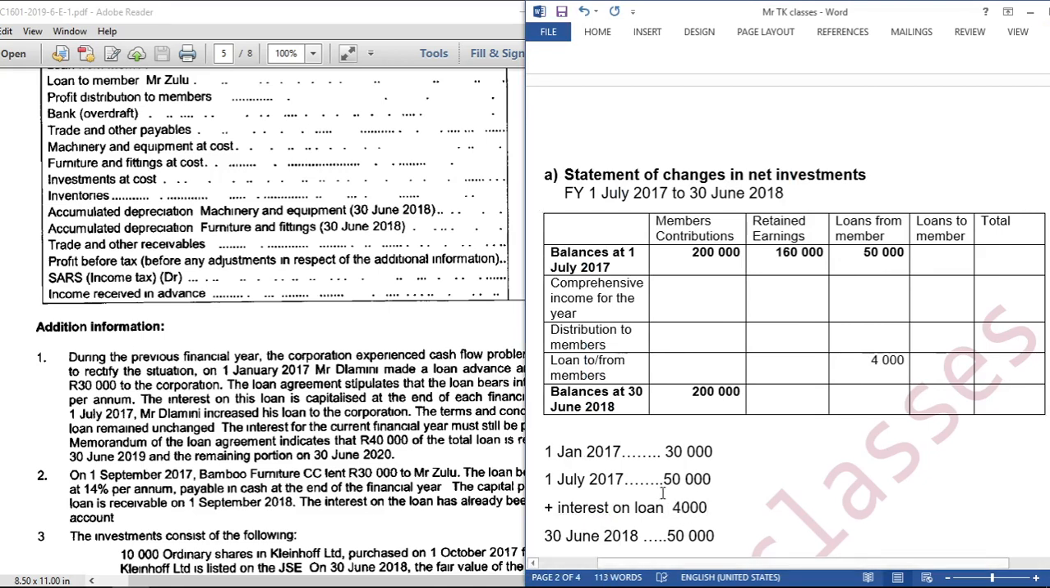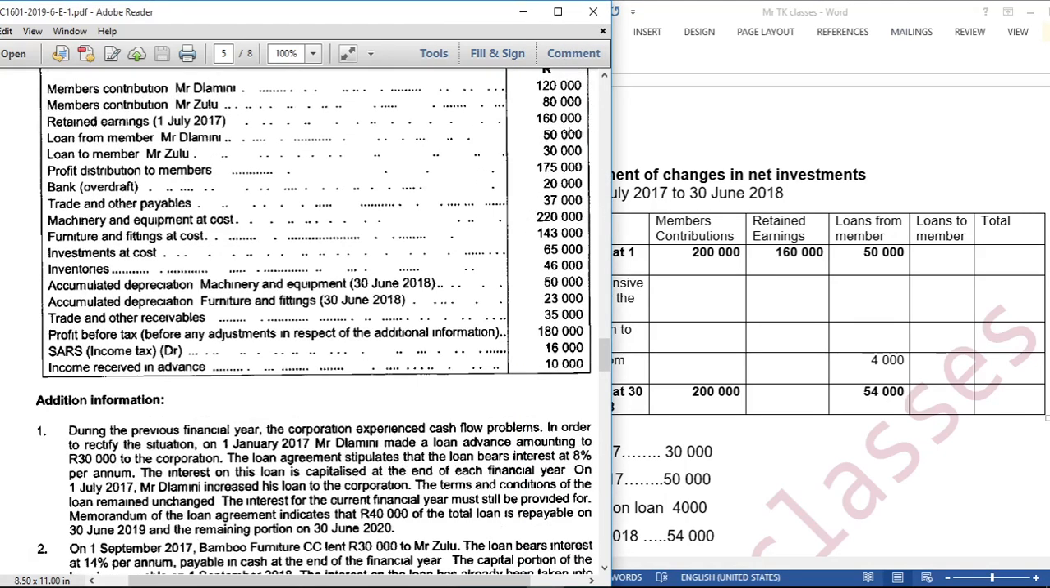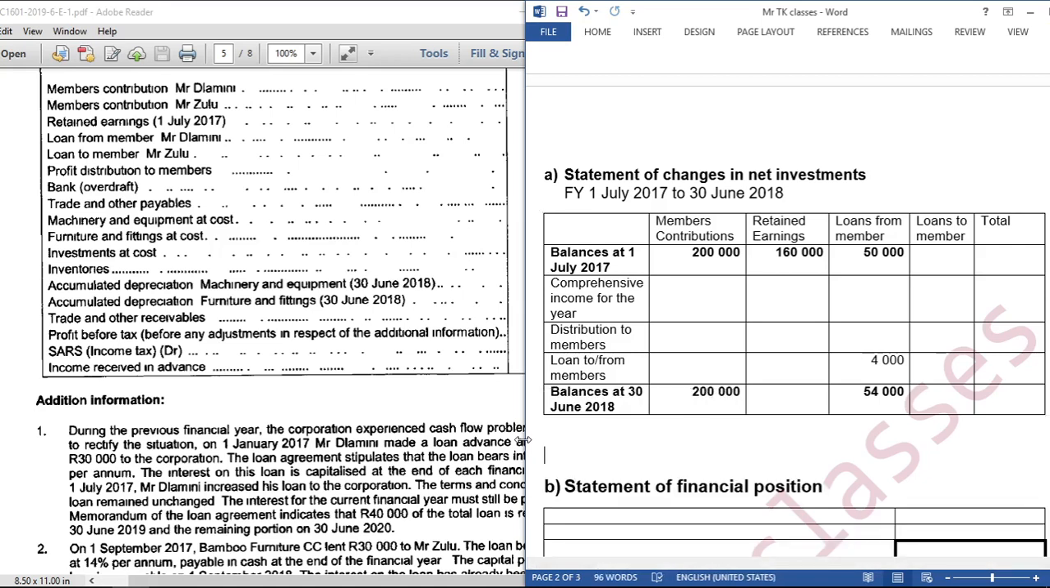4,000. And it means that our balance at the end was going to be 54,000. Right? Our balance at the end that is written in here of 50,000 is wrong. Why? Because it was not adjusted with this interest that we have just used to adjust that amount now. All right. So now we are done with this loan from member.